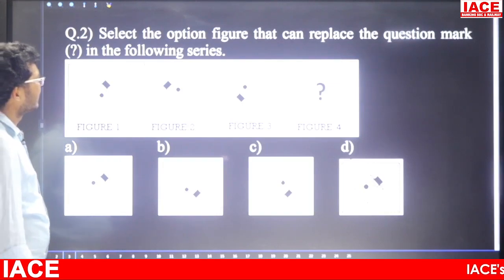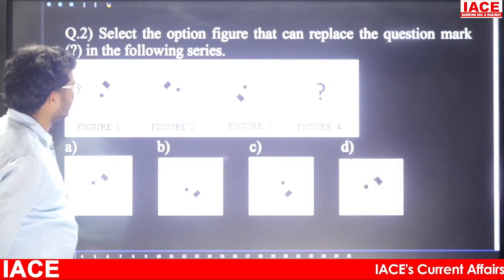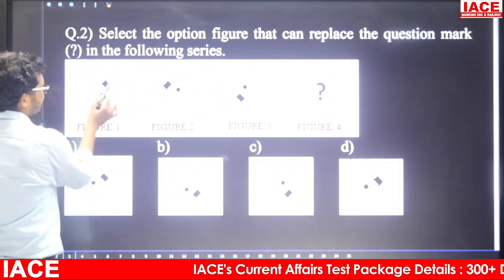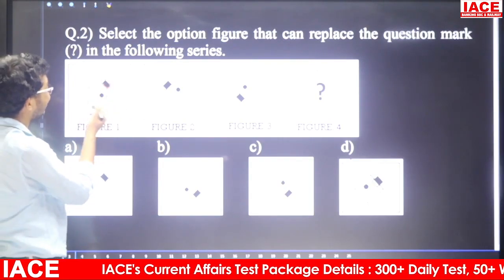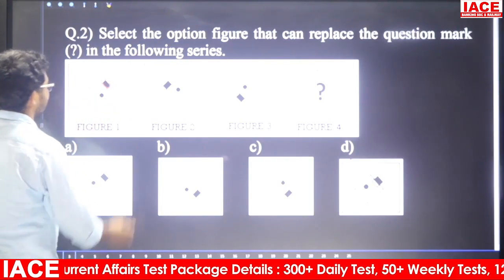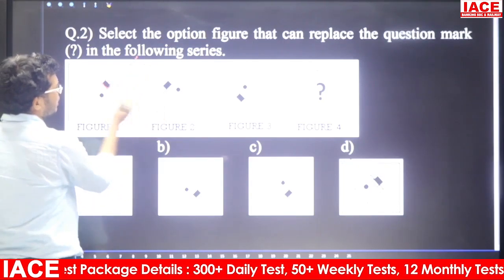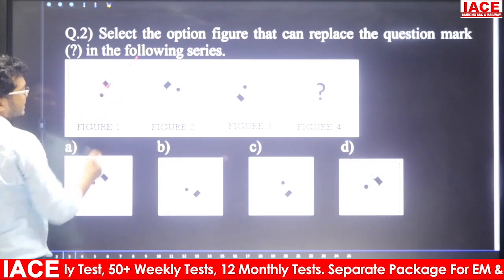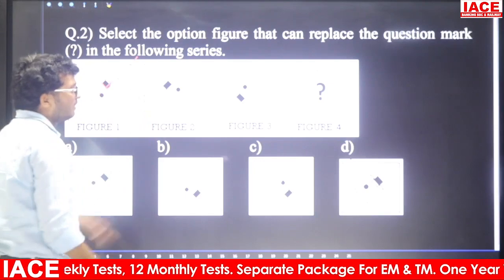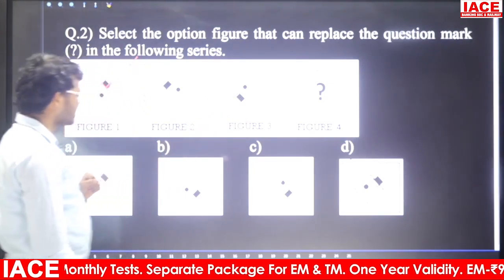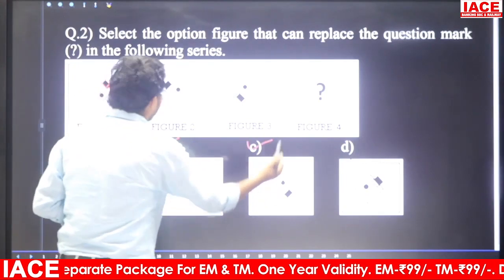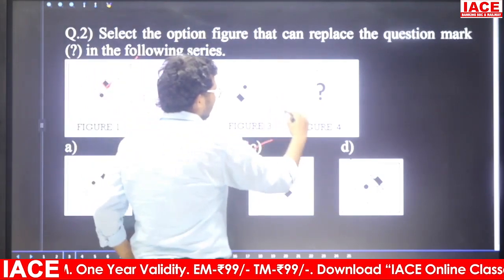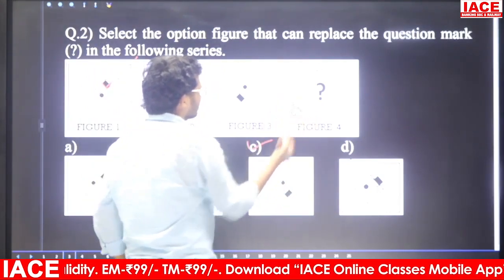Question number 2: Select the option figure that can replace the question mark in the following series. Now we are going to replace this question mark. Friends, if you observe here, the shading is rotating 90 degrees anti-clockwise. At the start it is like this, again like this, that means 90 degrees anti-clockwise. Next time it is like this, next time it should be like this, that means now the shading is downside. Which options have the shading downside? B is there, C is also there. Now friends, take care.